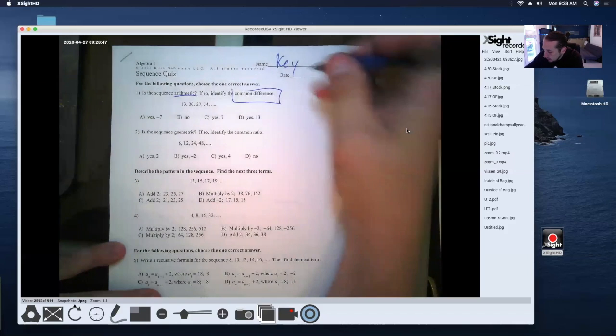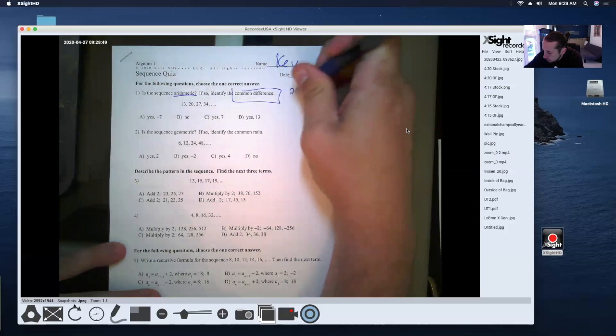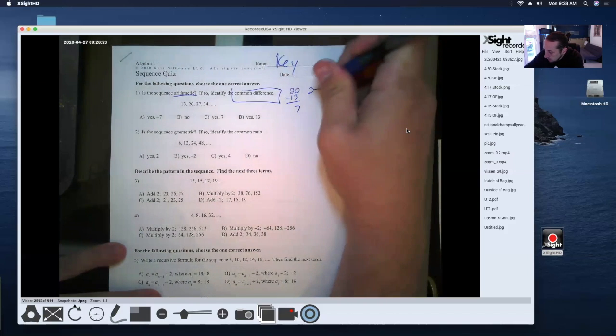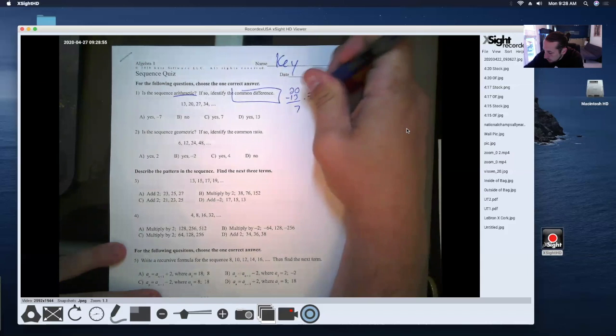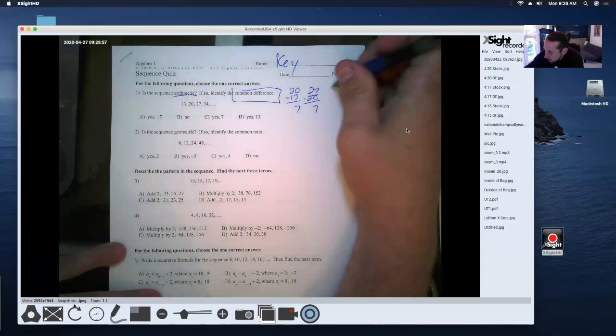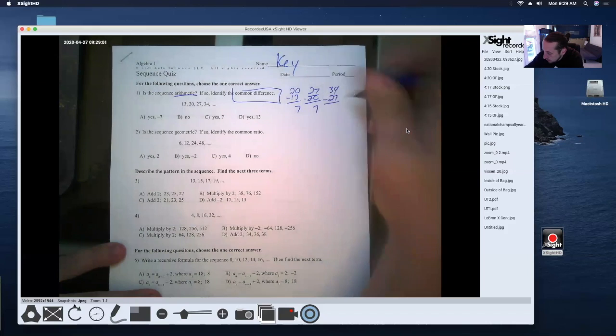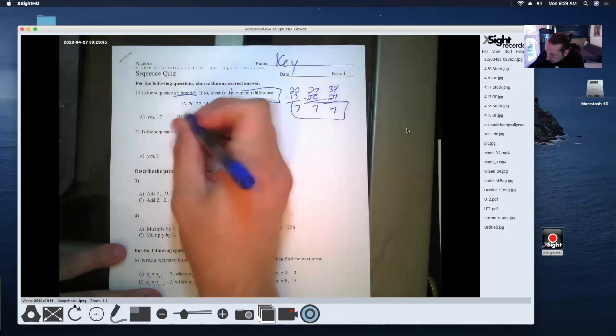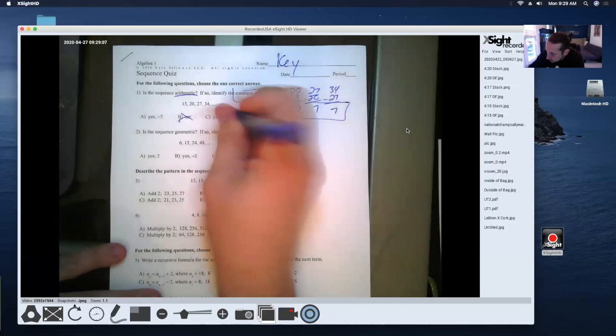So we're going to take term 2 minus term 1, you get 7. Term 3 minus term 2, you get 7. Term 4 minus term 3, you get 7. So our common difference is 7, and the answer is yes. That cancels out that one, and it's positive 7, so the answer has to be C.